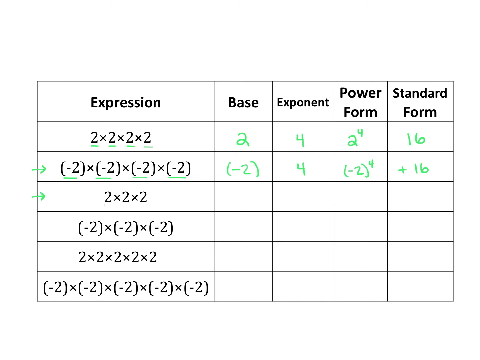In our third example, our base is 2 with an exponent of 3, which gives us a power form of 2 with an exponent of 3. 2 multiplied by 2 multiplied by 2 gives us 8. All right, for our next example, our base here is going to be -2, and there are 3 of them. So that gives us a -2 with an exponent of 3. -2 times -2 will give us a +4, times the -2 will give us -8.